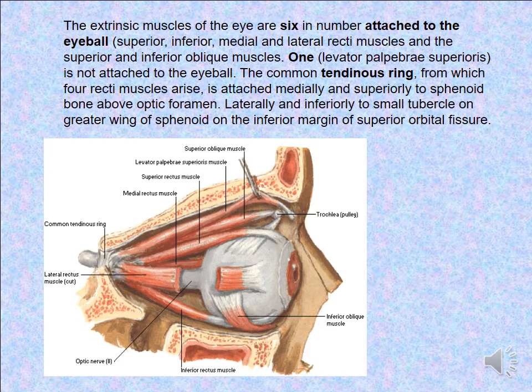There is a common tendinous ring from which the 4 recti muscles arise. It's attached medially and superiorly to the sphenoid bone above the optic foramen, and laterally and inferiorly to a small tubercle on the greater wing of the sphenoid bone on the inferior margin of the superior orbital fissure. This tendinous ring is actually located at the end of the orbital cavity. This is the origin of the 4 recti muscles.